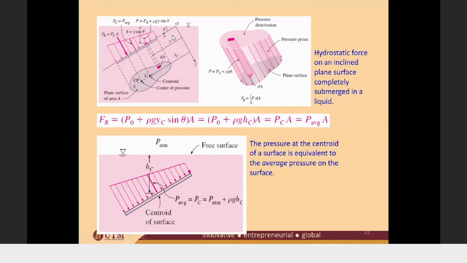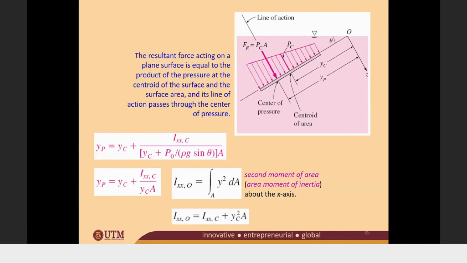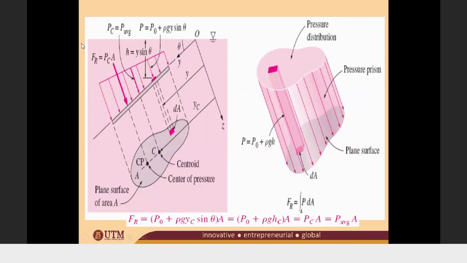Okay, so the resultant force is just P naught plus rho GH sin theta. Okay, let's go do this.